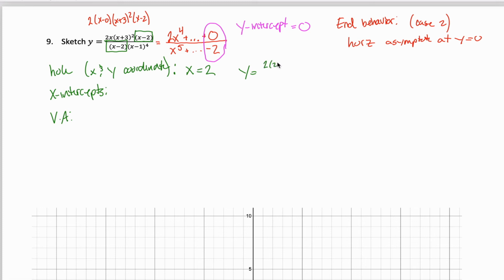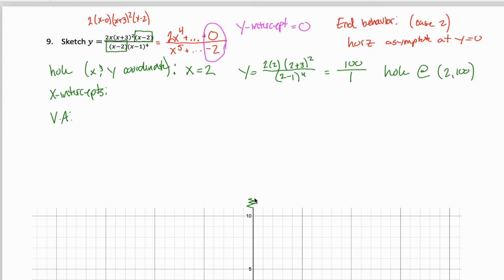So I would have 2 times 2 for this 2 and this x, times 2 plus 3 squared, and then I don't have this term anymore because I canceled it out. And then down in the denominator, this term is canceled, so I've got 2 minus 1 to the 4th power. What's that equal to? Well, let's see. This is 5 squared, which is 25, times 4, so I get 100 up in the numerator, and down in the denominator, 2 minus 1 is just 1, and 1 to the 4th power is just 1. So the y-coordinate of the hole is 100, and the x-coordinate of the hole is 2.